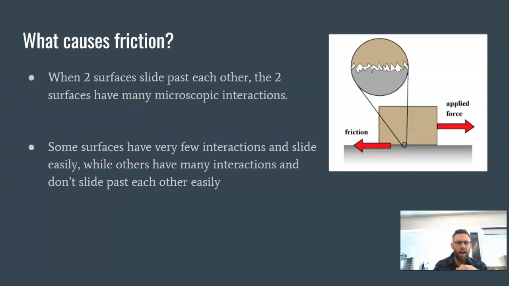Others have many interactions and don't slide past each other very easily. A really good example of this is a rubber tire on a concrete surface. That's actually a place where you want to have a lot of friction. You don't want your tires slipping on the road. You want those tires to roll on the road without any slipping.